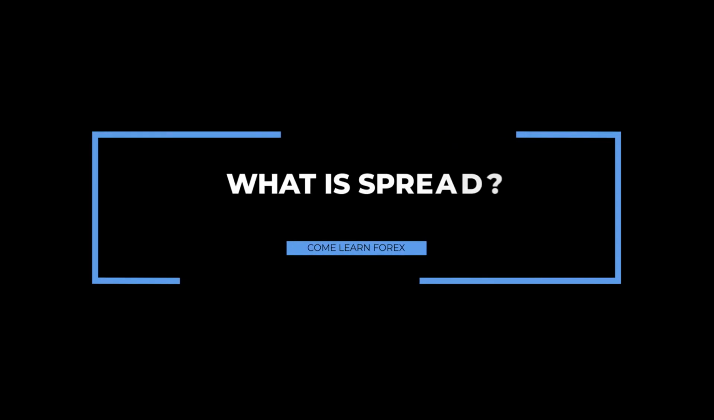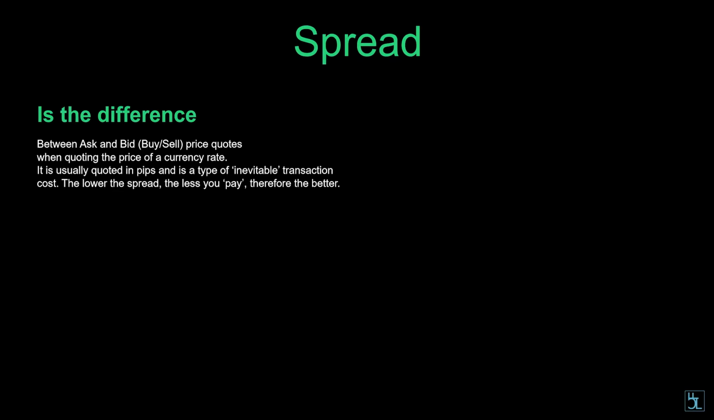Spread is the difference between the ask and the bid prices, also known as the buy and the sell prices. Spread is usually quoted in pips and is considered a type of inevitable commission. What you would usually find is that the best brokerages are often the ones with the lowest spreads, which helps a trader obtain a more accurate entry price.